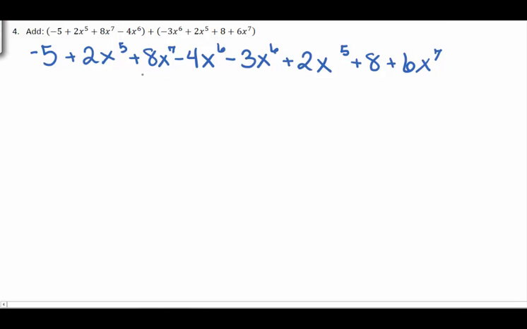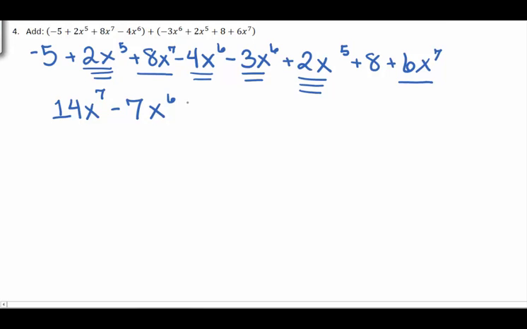So the highest exponent we have is a 7. I have 8x to the 7th plus 6x to the 7th. 8 plus 6 is 14, x to the 7th. The next thing we have is the 6th power. I have a negative 4 minus 3 is negative 7, x to the 6th. After that, I have an x to the 5th. 2 plus 2 is 4x to the 5th. And then finally, negative 5 plus 8 is 3.